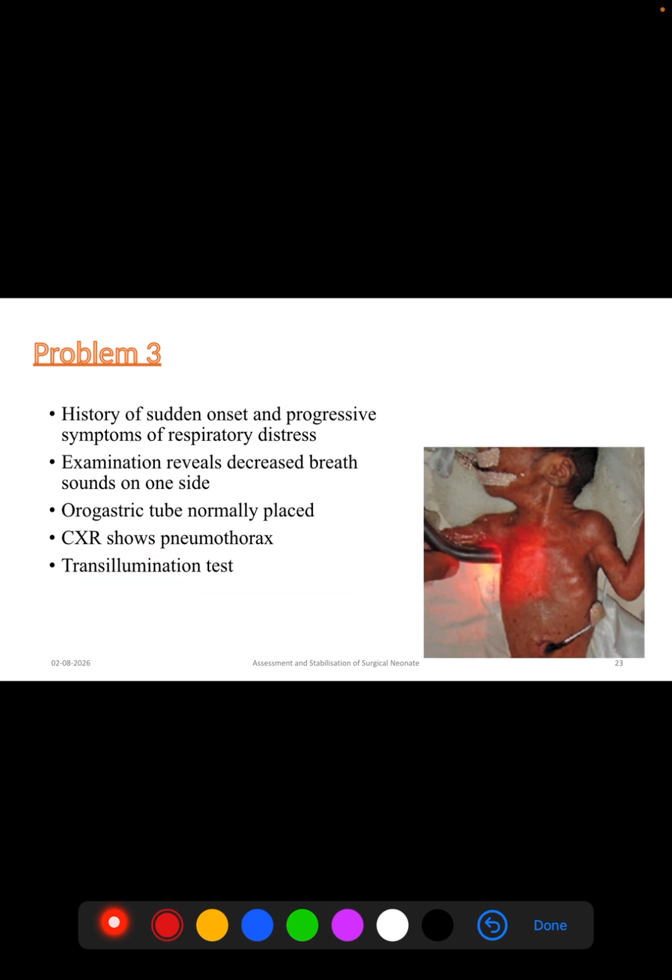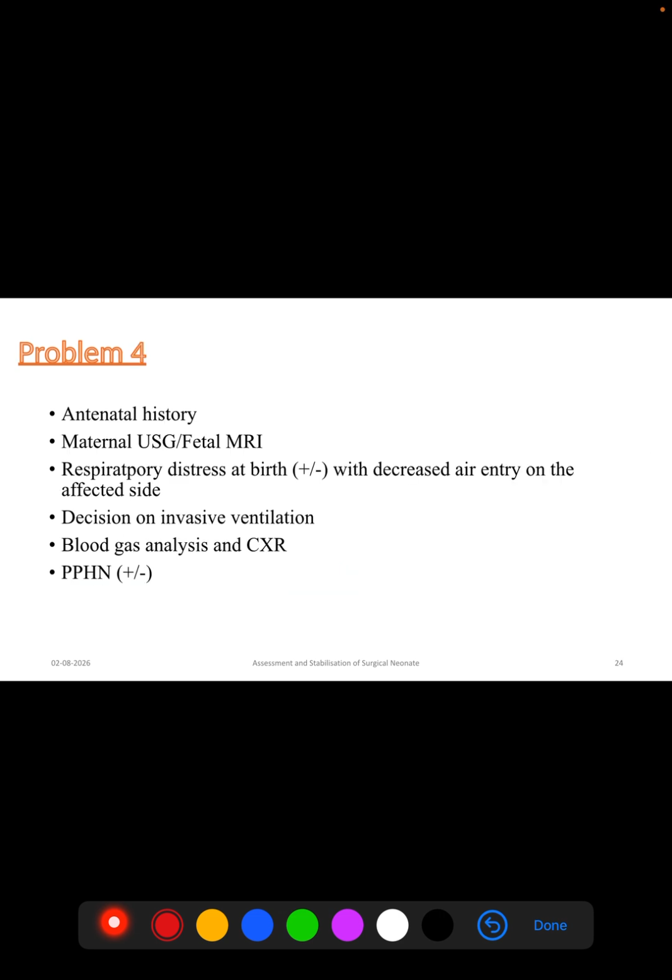ठीक है, फिर अगला आता है कि there is antenatal history of the problem, मैटरनल USG किया है, फीटल MRI किया है, वहाँ पर मेंशन किया है प्रॉब्लम के बारे में, and there might be a respiratory distress at birth which can be present or cannot be present with decreased air entry on the affected side, and you have to take a decision on the invasive ventilation that you need to do, because बैग एंड मास्क तो कॉन्ट्राइंडिकेटेड होता है CDH में, है ना, तो आपको वो देखना है, आपको डिसाइड करना है उसके अकॉर्डिंगली.